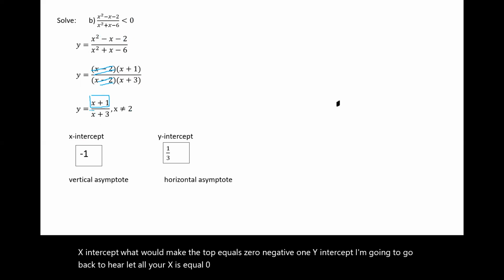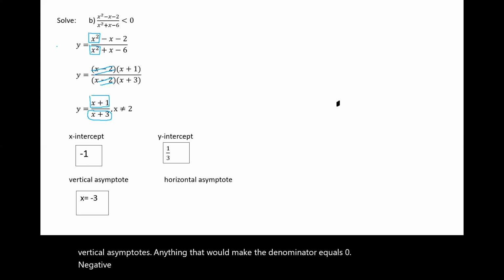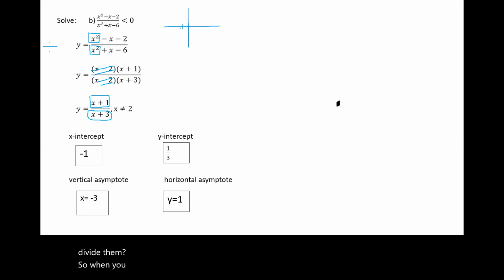Vertical asymptote, anything that would make the denominator equal 0. -3. Horizontal asymptote, that rule, check the highest power of x on the top and the bottom and compare them. And when they're equal, do you remember that you just divide them? So when you divide those, you're going to get a horizontal asymptote of 1. Let's do a very rough sketch. Vertical asymptote, -3. Horizontal asymptote of 1.